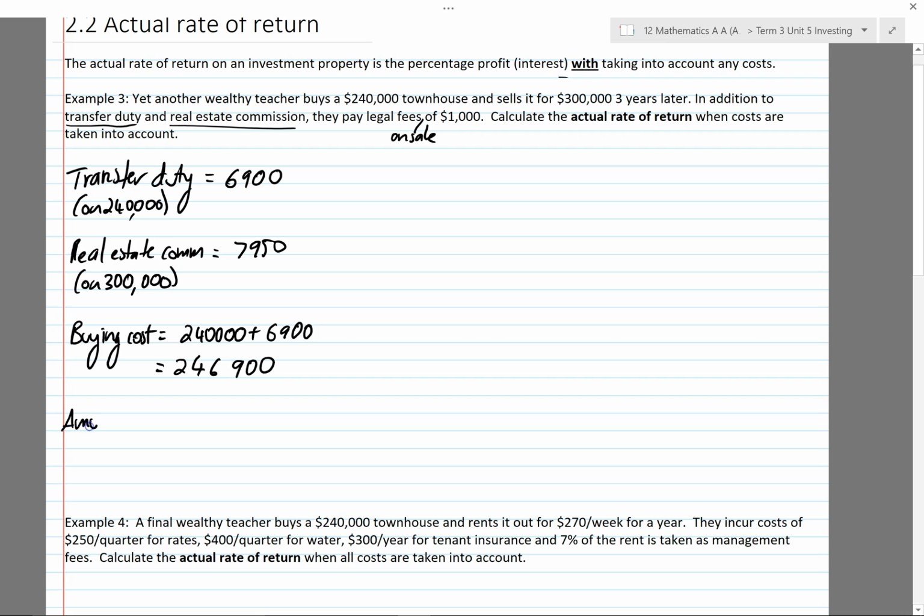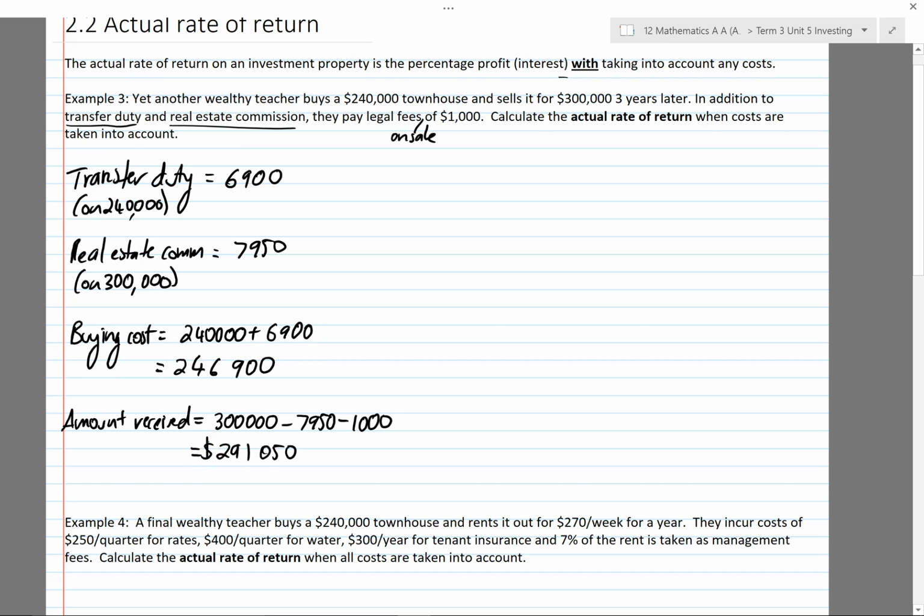How much did I receive for the house? Well, I received 300,000. Take away my real estate commission. And also take away my legal fees. So it ended up costing me 291,050.